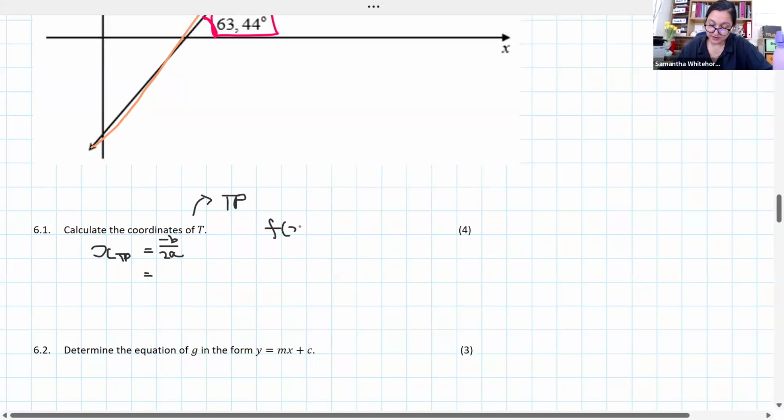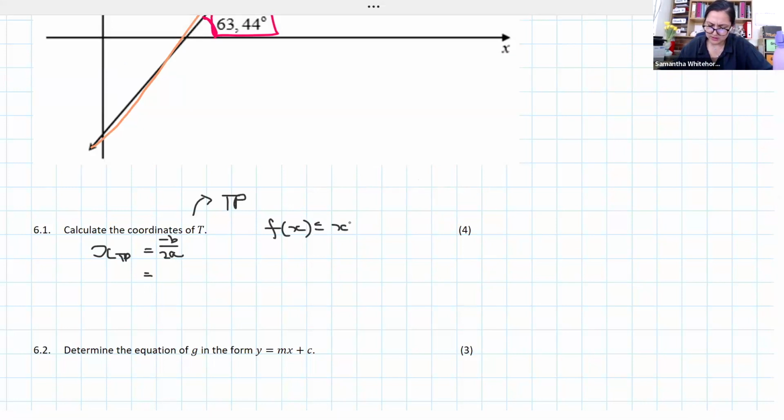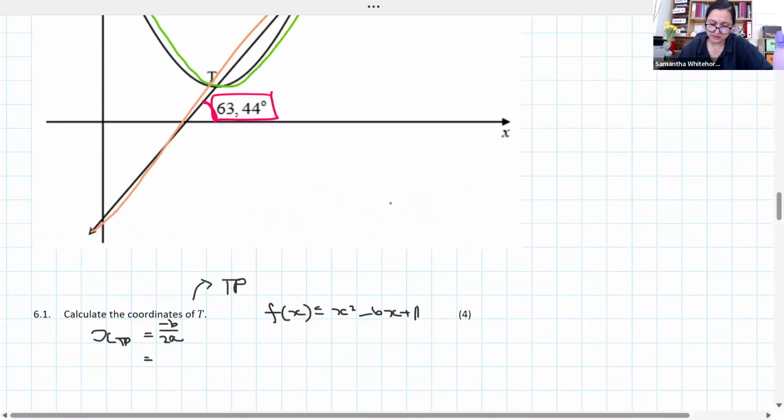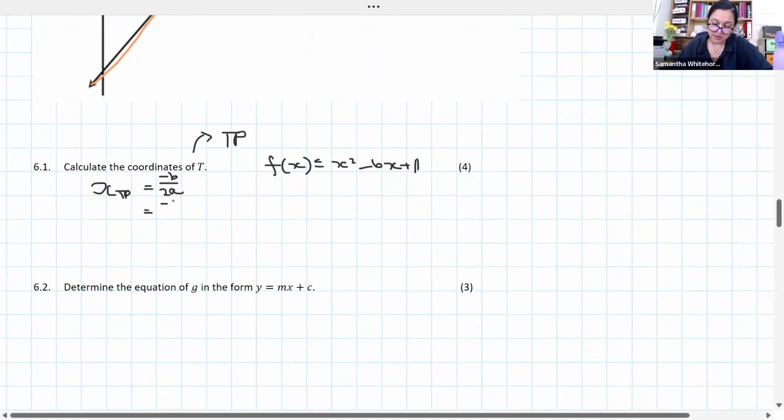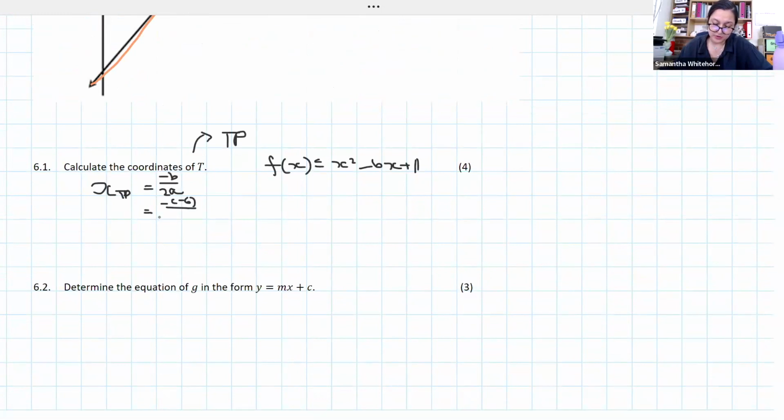So f of x was equal to x squared minus 6x plus 11, if I'm not mistaken. Just double check that. Yep. And so we can now substitute in. It'd be minus b, so minus 6 over 2a, so 2 times 1. Now minus minus 6 is 6, divided by 2 is 3. So the x coordinate of your turning point is 3.